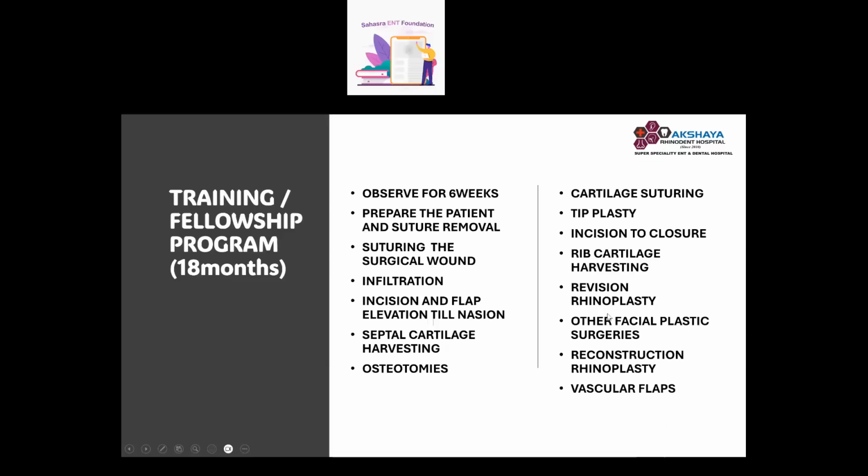There, I had a structural training program. I used to observe for 6 weeks what they were doing, how the system was going on, and how the clinic was running, and then started slowly doing suture removals. And then after 3 months, I started doing suturing, then started doing infiltration, and then giving incision, flap elevation.